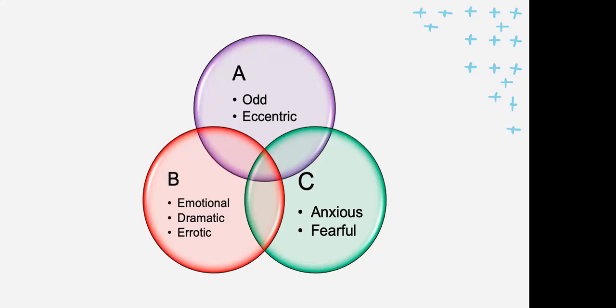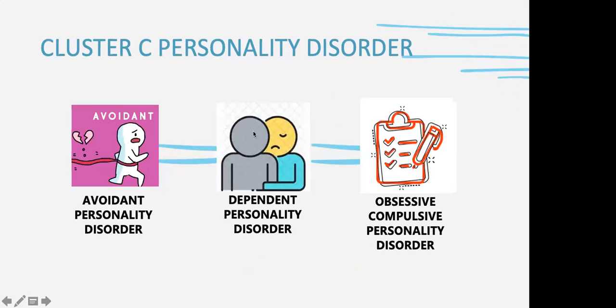Compared to cluster A and cluster B, cluster C is described as the anxious and fearful type of personality disorder. As you can see here, there's an area of overlap, meaning that an individual can have one or more types of personality disorder from different clusters. Under cluster C, there are avoidant personality disorder, dependent personality disorder, and obsessive compulsive personality disorder.